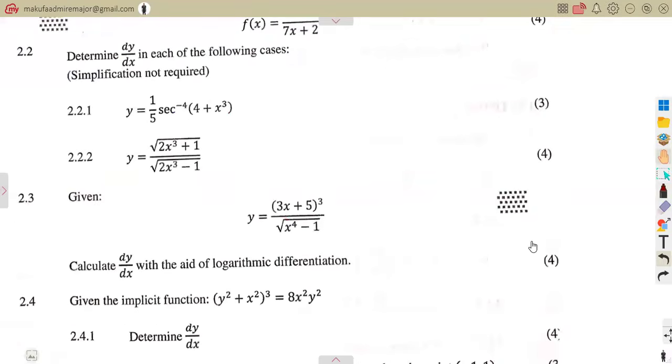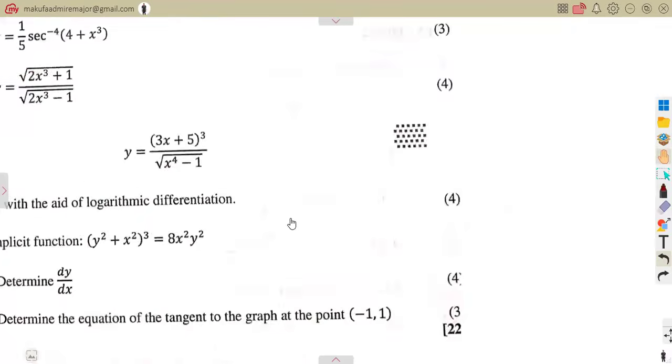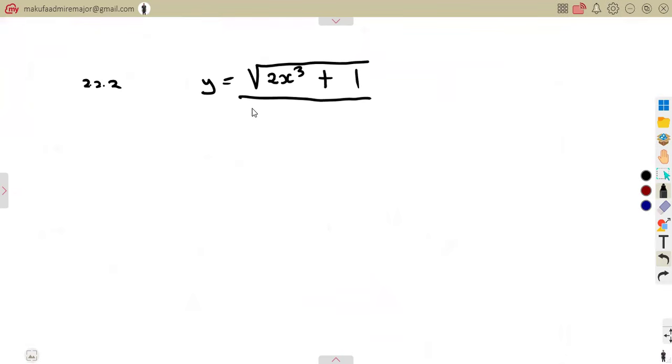All right. Let us consider 2.2.2 again. Simplification is not required. Okay, let's see there. We're going to think of our quotient rule. That's 2.2.2. We are given y is equal to the square root of 2x cubed plus 1, over the square root of 2x cubed minus 1. So I just want you to know, okay, this is your u, this is your v, which is fine.